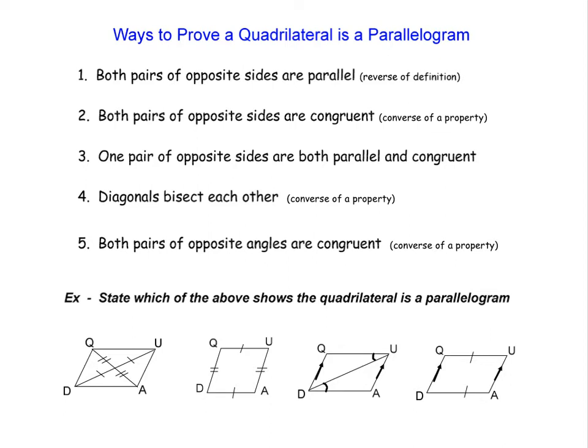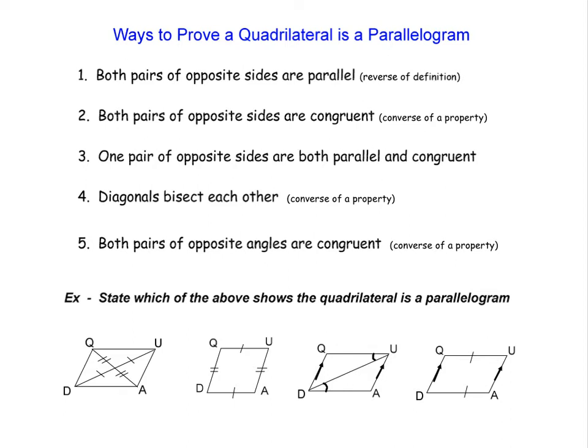So, which one of these down here are parallelograms? Let's look at the first one right here. Is the quad a parallelogram? Yes, it is, because the diagonals both bisect each other, so it's by reason number 4. Number 2, this one right here, is this a parallelogram? Yes, it is, and that is because both pairs of opposite sides are congruent.